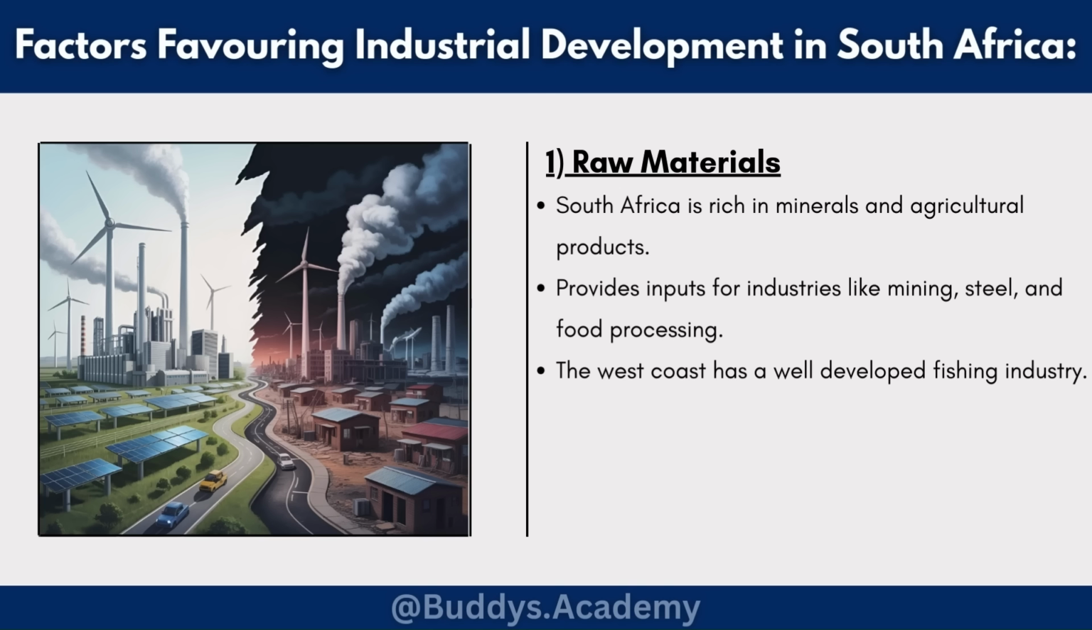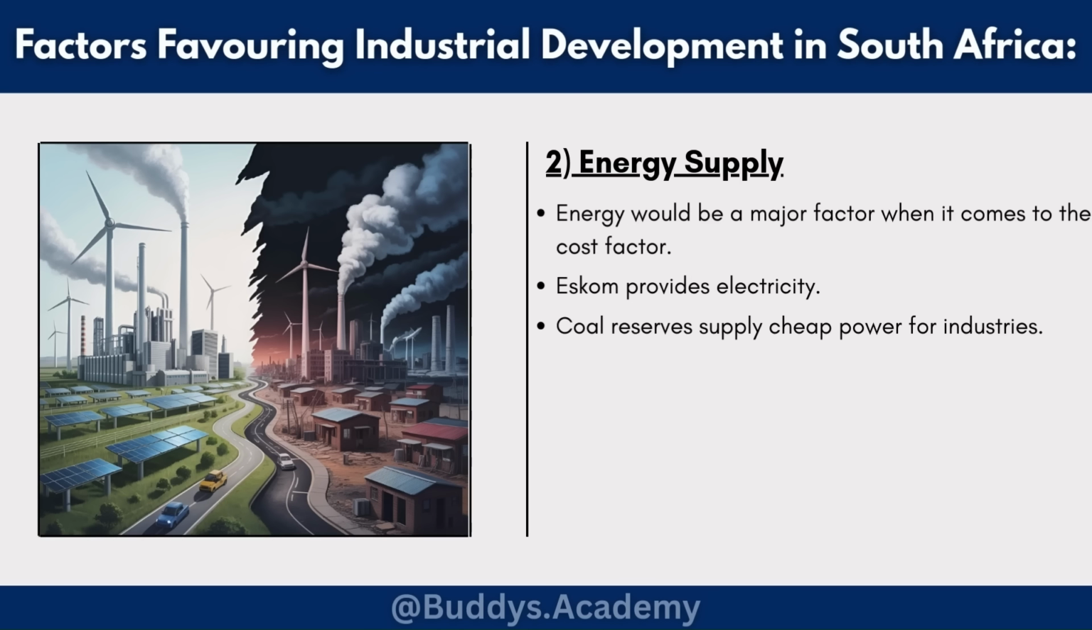So it's going to have a variety of fruit and crops. And these are all going to provide inputs for industries like mining, steel, and food processing, right? Now, the West Coast will also have a very well-developed fishing industry. Another factor would be your energy supply, right? Now, energy is going to be a very major factor when it comes to cost. And that's why some industries are going to be located very close to energy sources. Now, Eskom obviously is going to provide electricity, although we know some challenges such as load shedding do exist. Now, your coal reserves are going to supply cheap power for industries.